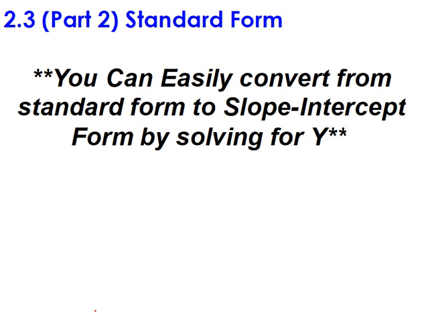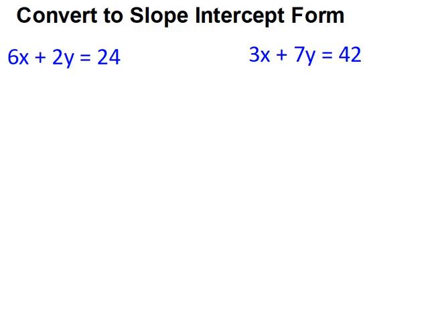Here we go, part 2 for standard form. What we're going to talk about is converting from standard form to slope-intercept form by solving for y. We'll also talk about going from slope-intercept form to standard form. But the main thing is going from standard form to slope-intercept form by solving for y. So here we go. We're going to convert to slope-intercept form.